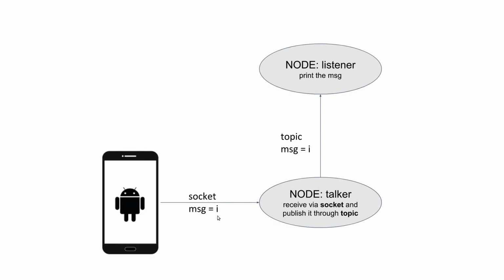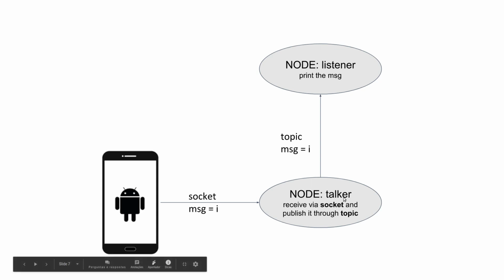Hi guys, this is a tutorial on how to share information coming from an Android application via topic in ROS 2. Basically what we have here is a message, a variable, sent via socket, and this node here, the talker, is going to receive this message and publish via topic.